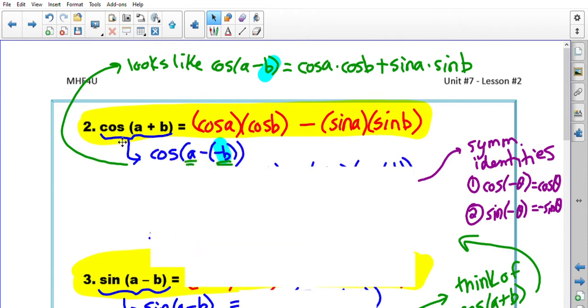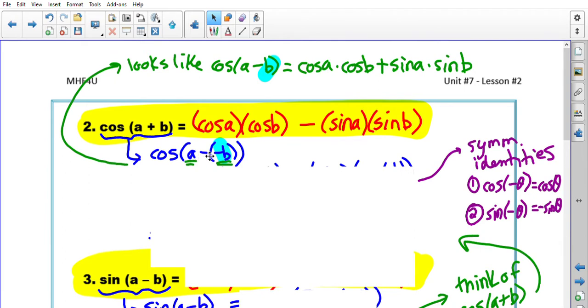So, cos(A + B). Where does this formula come from? I could actually write cos(A + B) as cos(A − (−B)), right? So I haven't changed the formula here. Two negatives still make a positive.